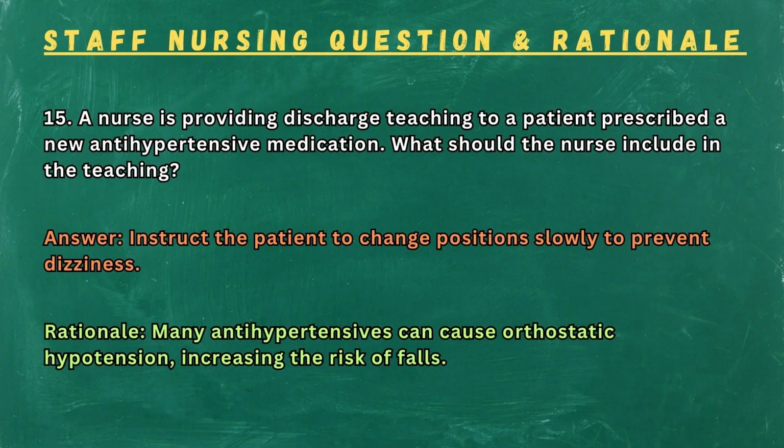15. A nurse is providing discharge teaching to a patient prescribed a new antihypertensive medication. What should the nurse include in the teaching? Answer: instruct the patient to change positions slowly to prevent dizziness. Rationale: many antihypertensives can cause orthostatic hypotension, increasing the risk of falls.